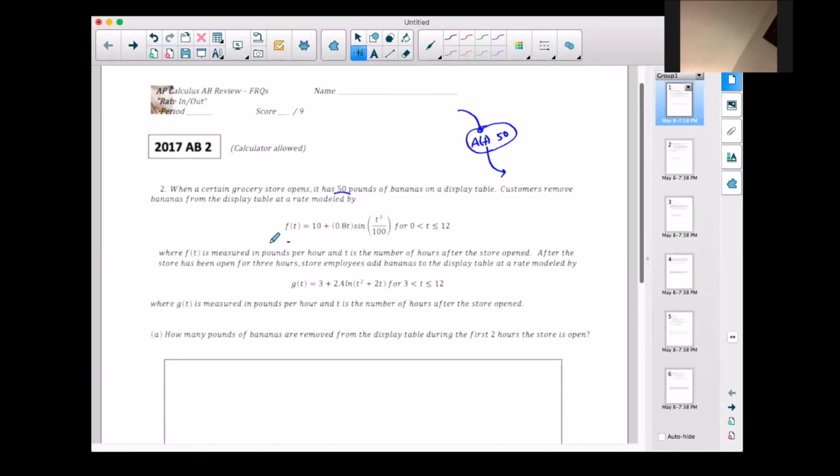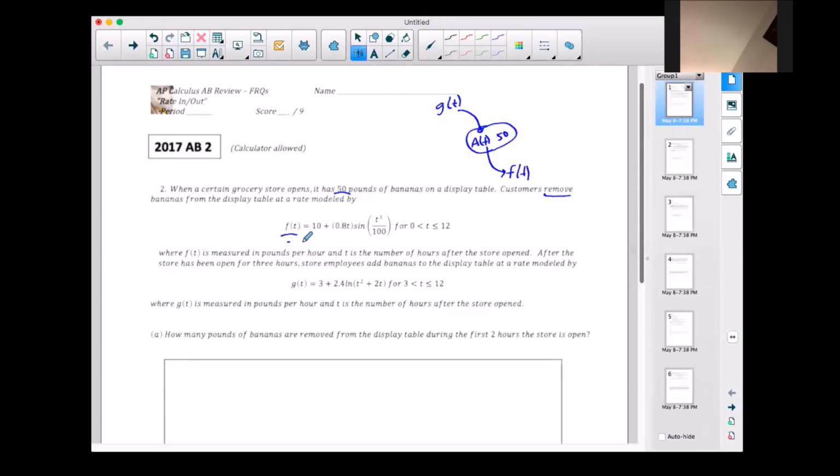Two things I want to point out that I think were a little bit trickier on this problem if you weren't paying attention: the first equation they gave us is the removal. We're so used to the first equation being what you're adding, your rate in, and the second being what you're removing, the rate out. But in this problem, they reversed it. They told us that they're removing bananas at this rate. So the rate in is actually G, and the rate out is actually F. They switched them around on us a little bit, and if you're not careful, a lot of students got those mixed up, and it cost them several points on the test.